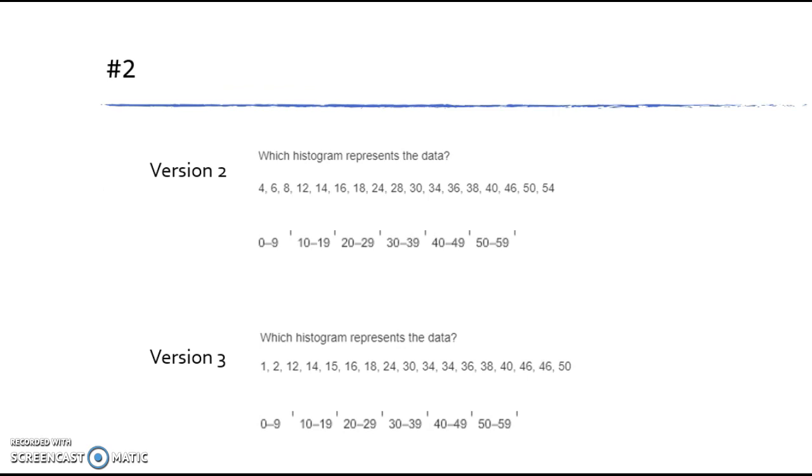Versions 2 and 3, very, very similar. Your intervals are still broken up the same way. So you'll just go through, figure out how many are between 0 and 9, how many are between 10 and 19, and so on, and match the histogram that has the bar heights matching what you figured up.